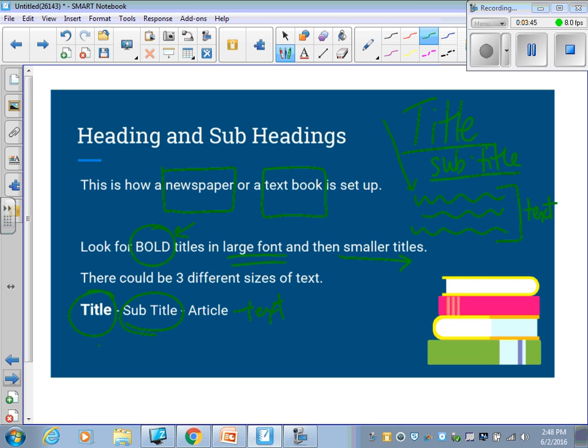Titles are important. That's going to help you when you're talking about main idea or central idea. These things can kind of guide your thinking. So think of a title as a guide. It gets your mind ready for the information that is yet to come.